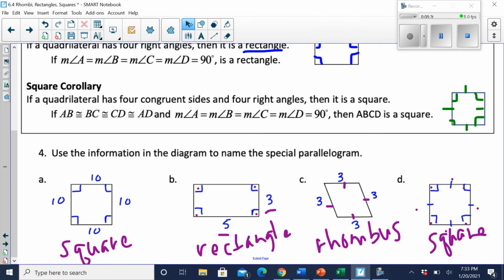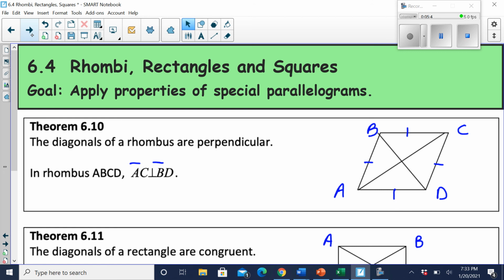Okay. On the next piece, these are theorems that go with each figure. So we're going to start talking about the diagonals of the figures. The first one says the diagonals of a rhombus are perpendicular to each other. So if you think back, perpendicular lines are going to meet, but when they meet, they're also going to form right angles. So you can mark 90-degree angles in here. Okay, so if 4 sides are congruent, I also know that the diagonals are perpendicular.